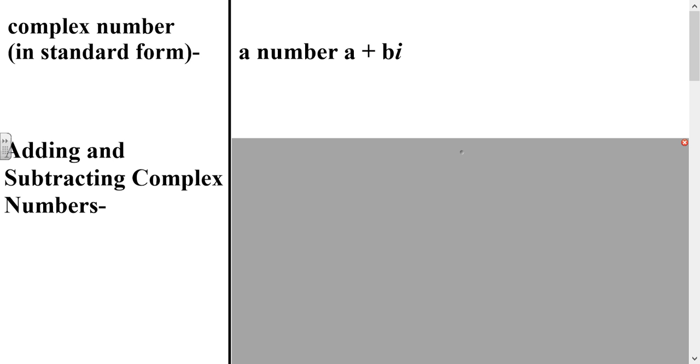Now, a complex number in standard form, complex numbers have both a real and an imaginary part. So a is the real part of your answer, and bi is the imaginary part of your complex number. So you're going to have two parts, and you always want to notice that the imaginary part comes second when we're writing in standard form.